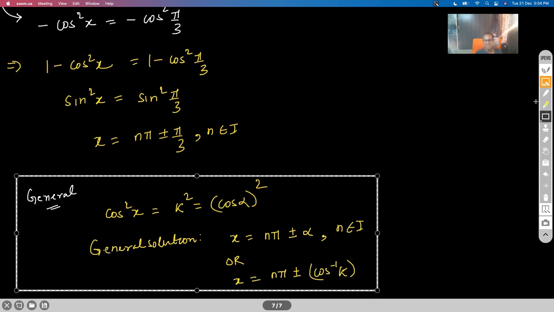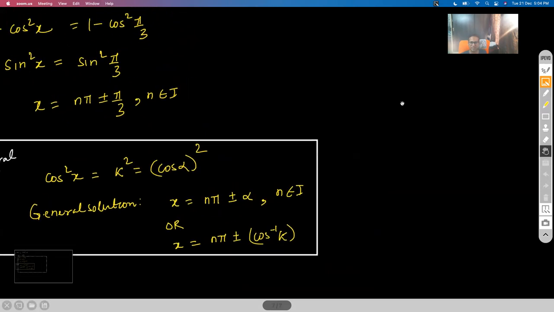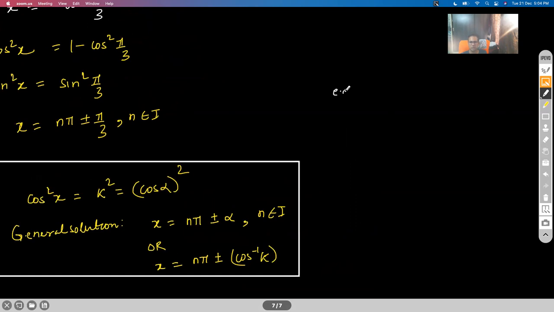So a big sigh of relief that you have to now learn one formula less at least, isn't it? Okay. So let's take an example based on this as well. I already took one example. I'll take one more. Cos square x is equal to 3 by 4. Please write down the general solution for this.